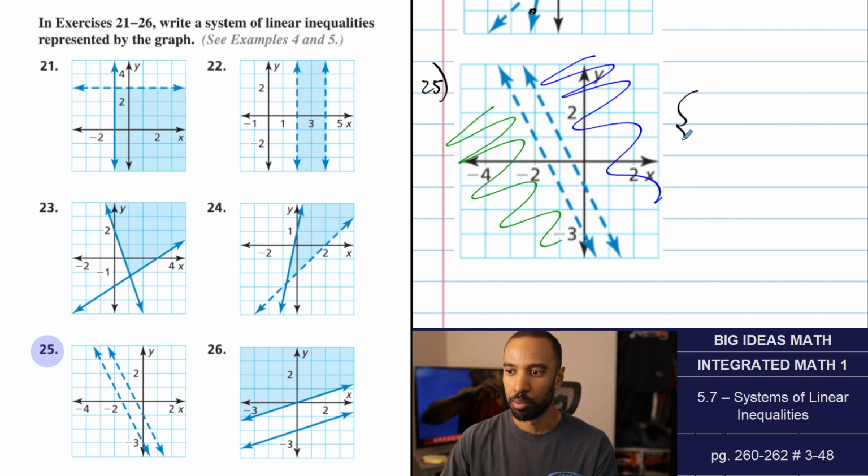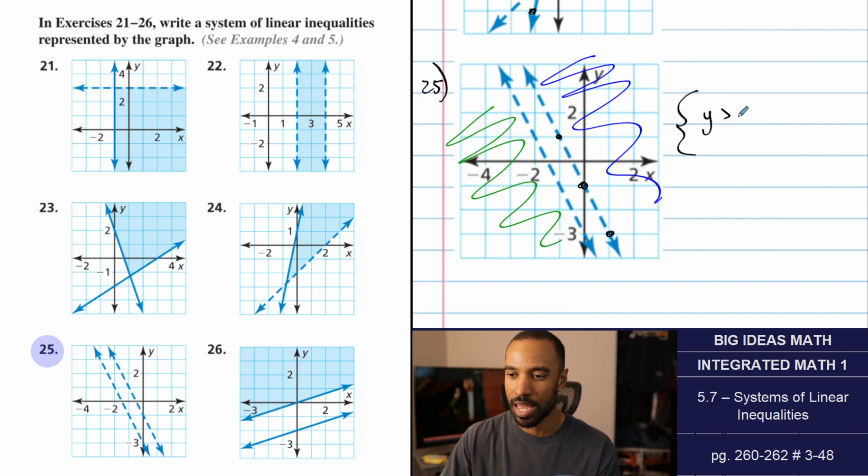So that first one in blue that I did has a y-intercept of negative 1, and it looks like a slope of negative 2. Down 2, right 1. You can tell up 2, left 1 right there. So this is y is greater than negative 2x minus 1. It's greater than, to shade above, so it doesn't overlap.